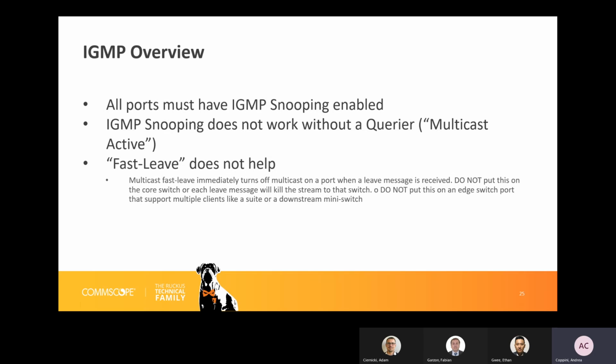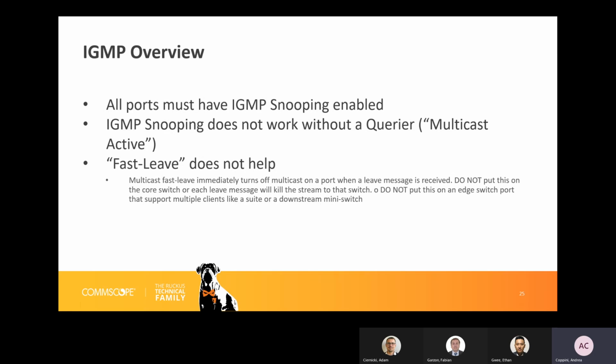And for IGMP, essentially, it's a very simple protocol to set up, really. The key element is that the ports must have IGMP snooping enabled. So all the ports where you have a TV plugged in, whether directly or downstream, must have IGMP snooping enabled. And you need to have a querier, an IGMP querier, which in Ruckus ICX parlance is called multicast active. That's basically the command. That's all you need to do. And finally, fast leave.